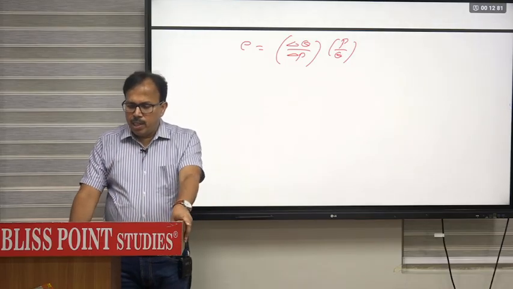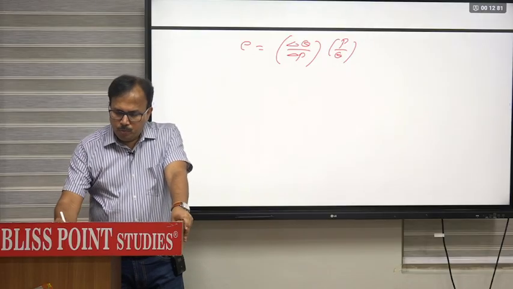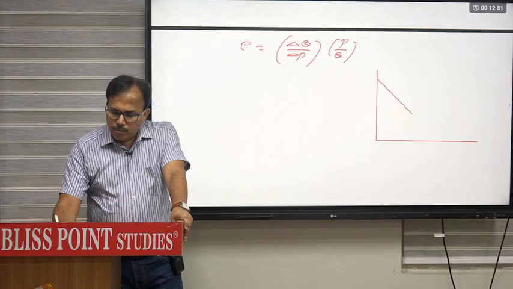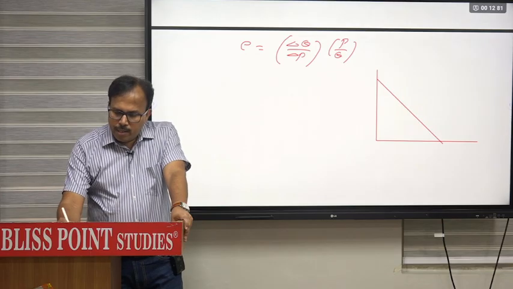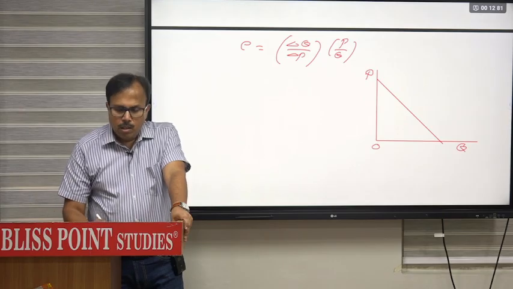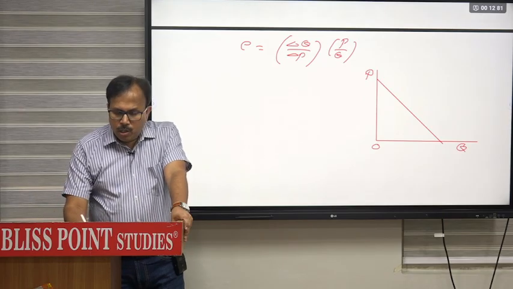So if I write delta Q by delta P into P by Q, now the question is, when you draw the demand curve, you write price on the vertical axis and quantity on the horizontal axis. So if the demand function is such, then what is the slope of that demand curve?